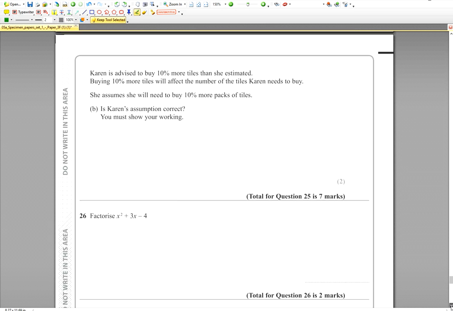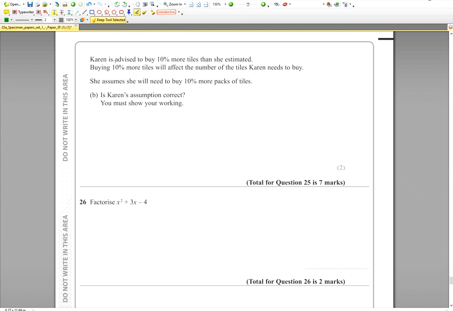Karen is advised to buy 10% more tiles than she estimated. She assumes she will need to buy 10% more packs. So we've got 10% more tiles versus 10% more packs. She's told to buy 10% more tiles, so she assumes that she needs 10% more packs. Two different things, aren't they? Is Karen's assumption correct? You must show your working out.